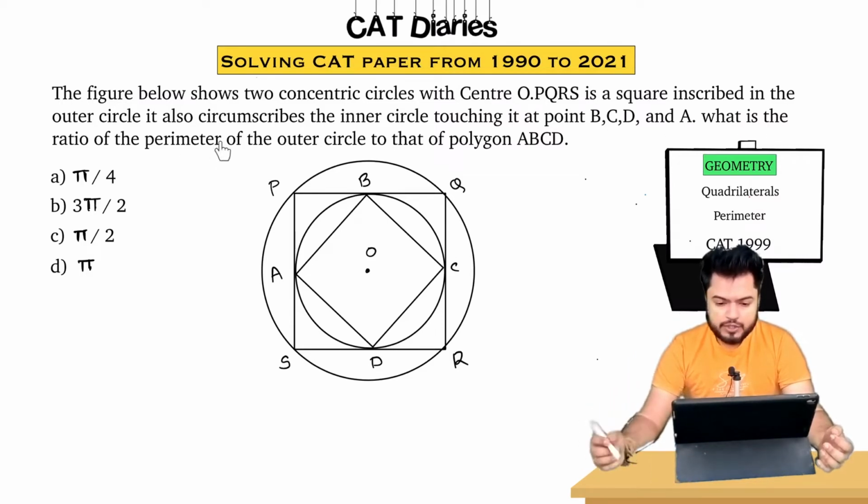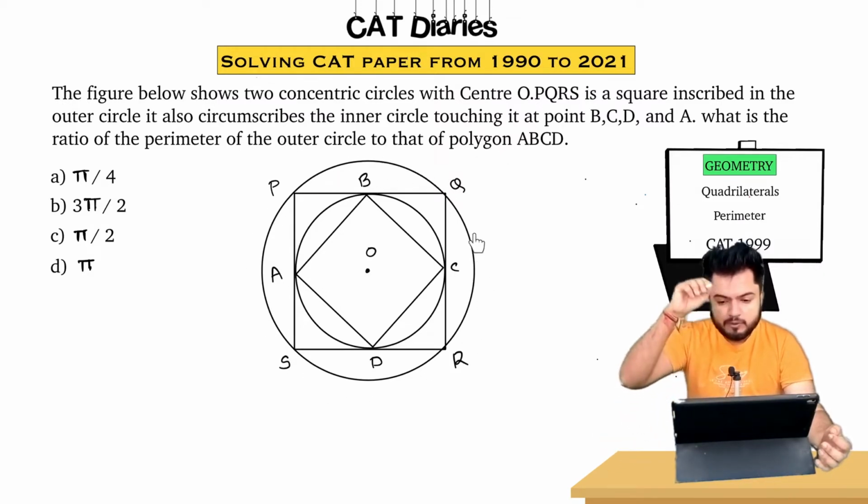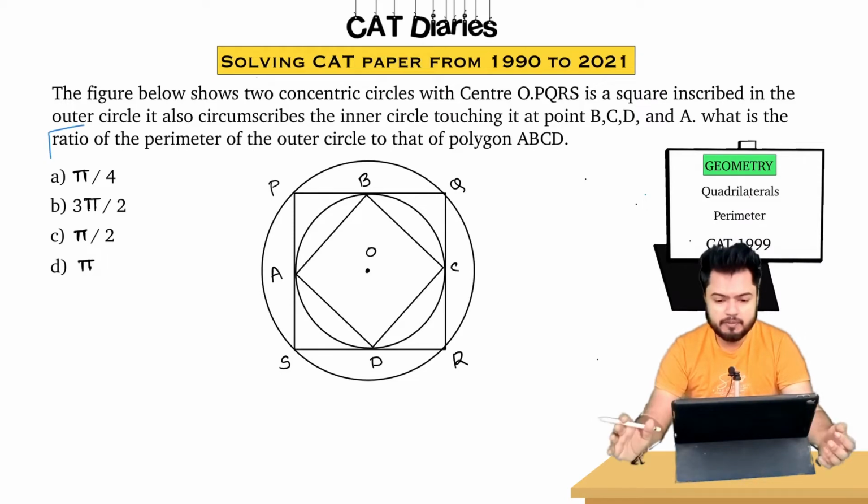What is the ratio of the perimeter of the outer circle to that of the polygon ABCD? Inside that you can see a polygon ABCD and outside that there is a circle. So what is the ratio of the perimeter of the circle to that of the polygon? Okay, so clearly the problem is understood.